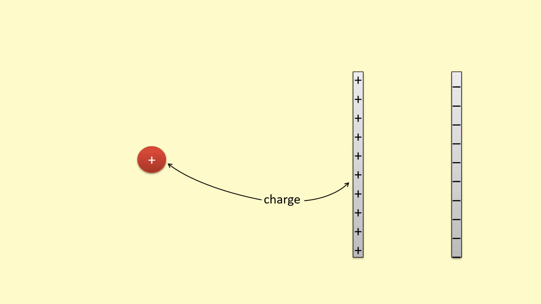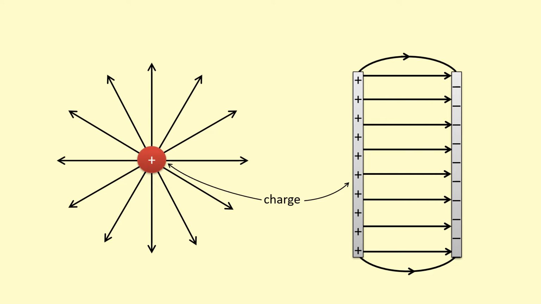In this diagram, you have a charged particle on the left, and you've got two metal plates which are also charged on the right here. Around these, you'll find an electric field pattern like this. So an electric field is a region in space in which a charged particle would experience a force.